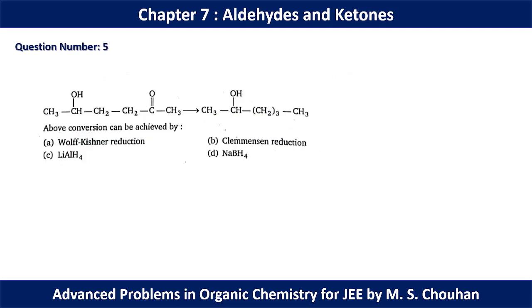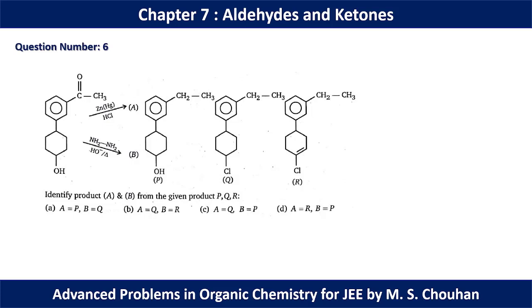In question number 5, the above conversion can be achieved by... So this C double bond O can be reduced to CH2 in acidic or basic medium, but in acidic medium the alcohol will naturally undergo dehydration. So we have to avoid the dehydration, but we have to perform the reduction also. So this is the case where we have to use the basic medium reduction, which is known as Wolff-Kishner reduction. So for question number 5, option A should be the correct option.